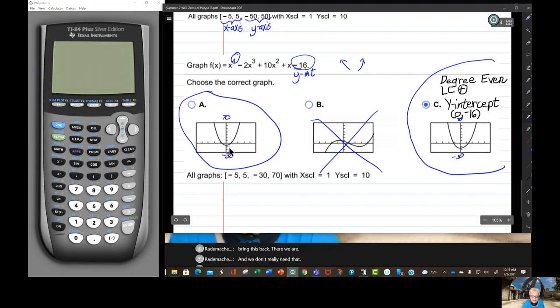Here we have negative 10, negative 20, and negative 30. Look at this. This graph has a y-intercept between 0 and negative 10. But this graph has a y-intercept between negative 10 and negative 20. This is most likely to be the correct graph. It goes up on the left, up on the right, and the y-intercept looks like it could be correct. There you go. This is our answer right here.